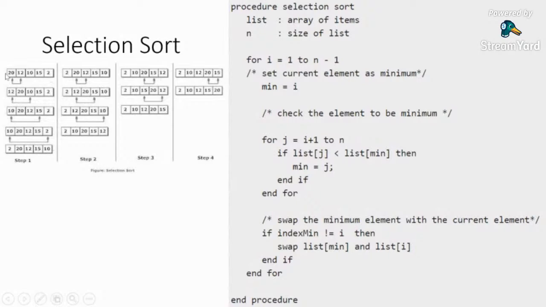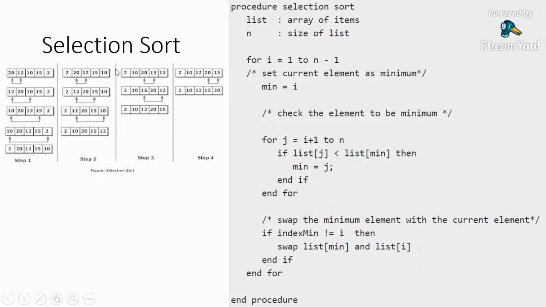Okay, this is the completion of step 1. What we have achieved after the completion of step 1 is the smallest element. What is the smallest element here? In this example, the smallest element 2 got its correct position. Okay, once again, the same process will start from the second index.